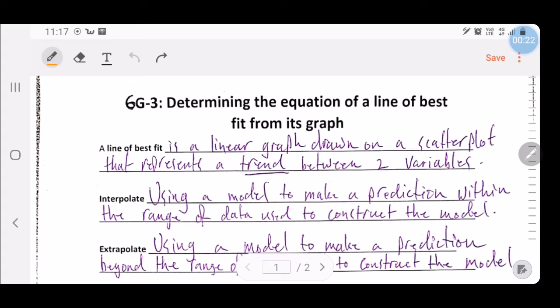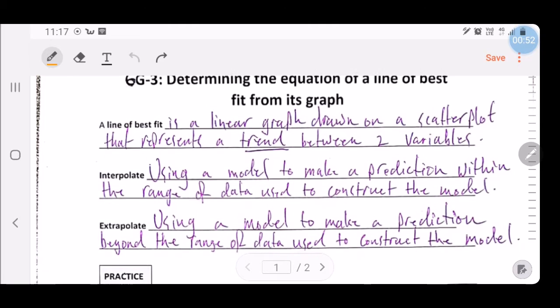All right. So we are looking at determining the equation of a line of best fit from its graph. Now, we all know how to determine the equation of a line, and if you know how to do that, then you also know how to determine the equation of a line of best fit. It's the same skill. So what we're really doing is looking at a skill we've already learned, but in the context of linear modeling, and in particular in the context of scatter plots.